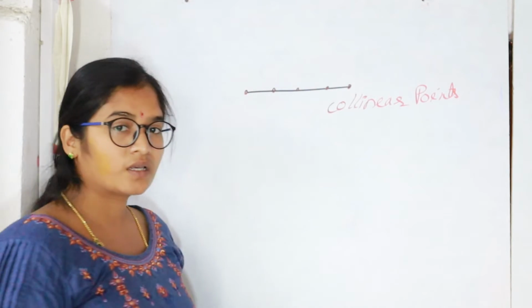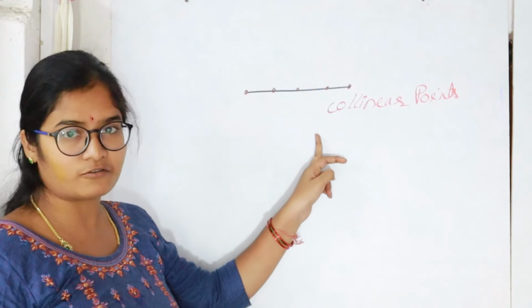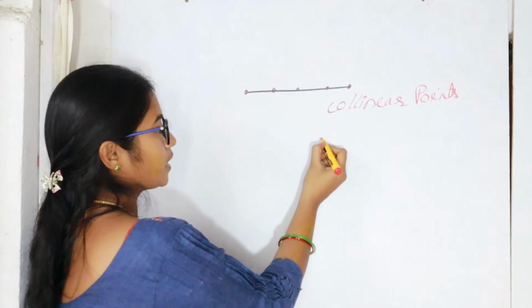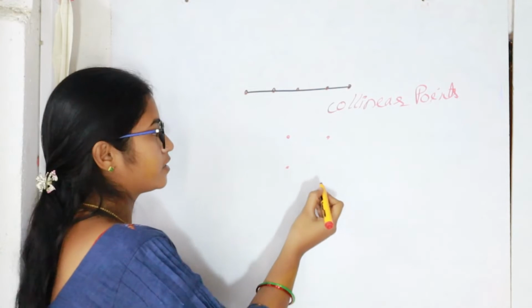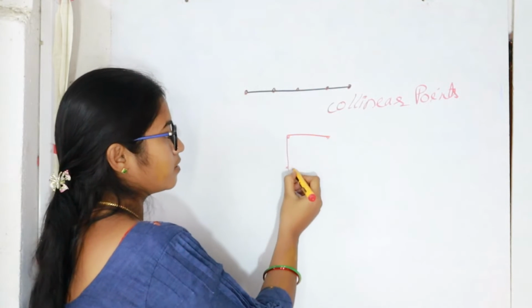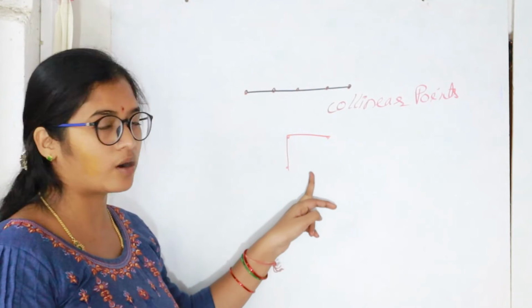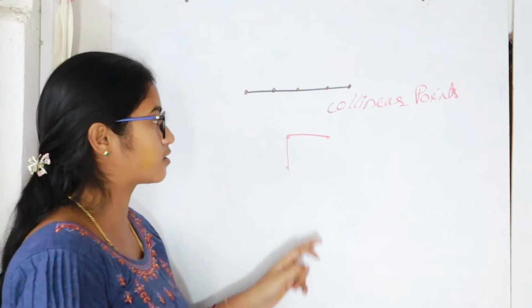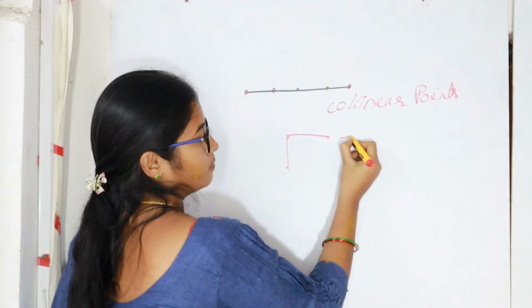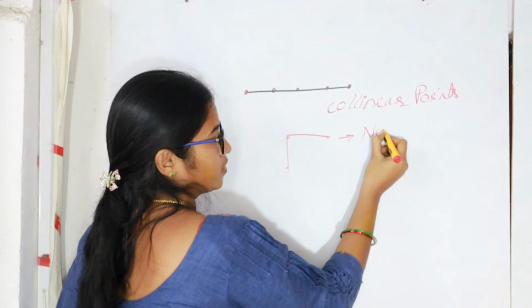If this condition does not hold, that is, if you take three points in a space like this and the lines formed are like this, so that they are not on a straight line, these points are called non-collinear points.